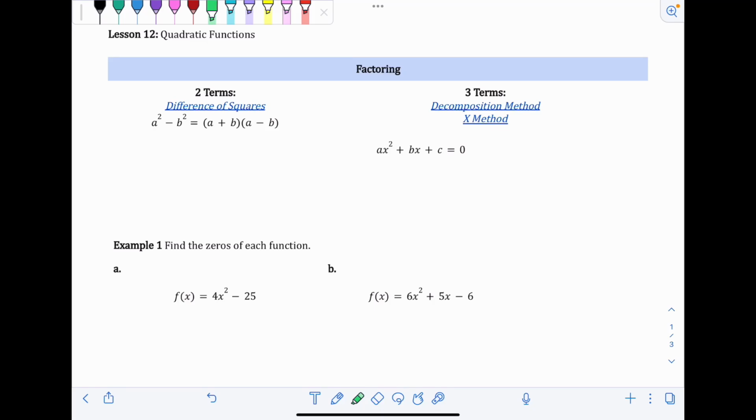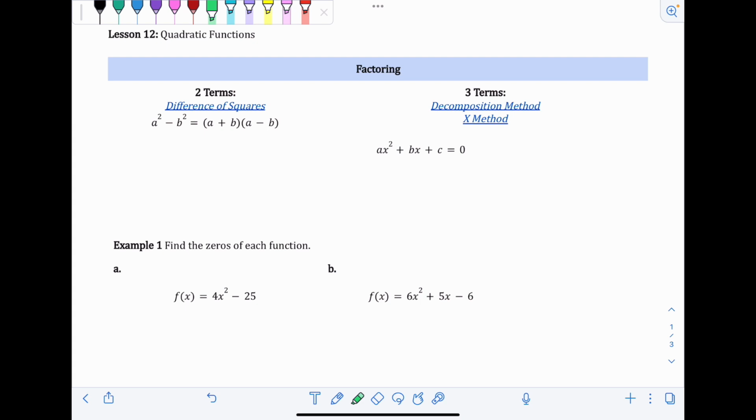Lesson 12 is called Quadratic Functions, and in this lesson we're going to be looking at different ways to rework quadratic functions in order to be able to find their zeros. We've learned these methods in the past when we were learning about solving quadratic equations. They're methods like factoring, completing the square, and the quadratic formula. I've included throughout the notes example or review videos of each of these strategies to refer back to if you want a little more of a refresher than what's in this video.